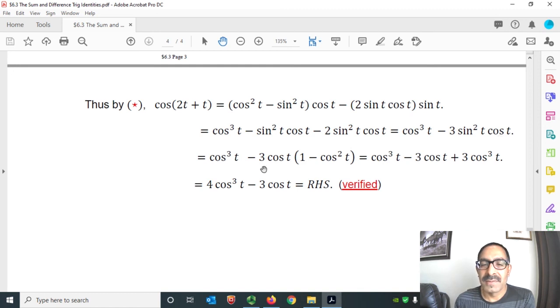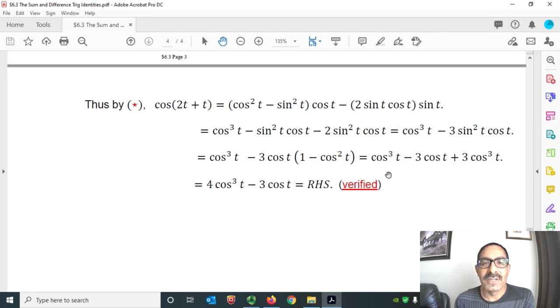In the next step, I copy the cosine cube t as it is, and we know the formula of sine square t equals 1 minus cosine square t. That's from Pythagorean identity. And then in the next step, cosine cube t as it is, then send this negative 3 cosine t inside the parenthesis. Then negative 3 cosine t times 1 is negative 3 cosine t, minus times minus is plus 3 cosine t times cosine square t equals 3 cosine cube t.